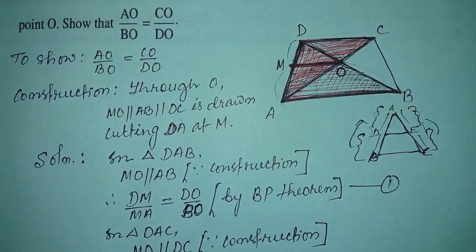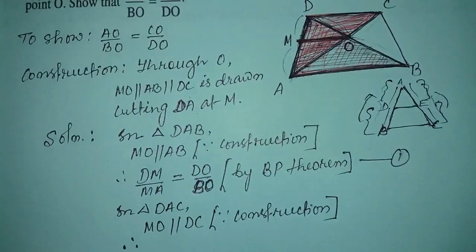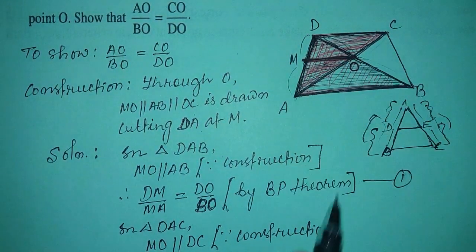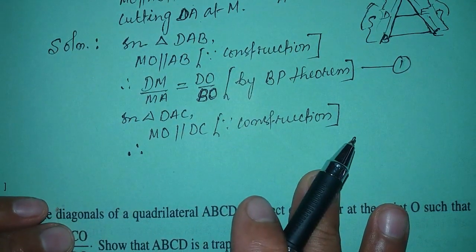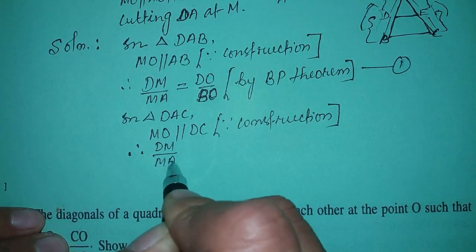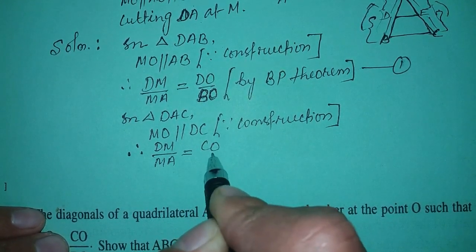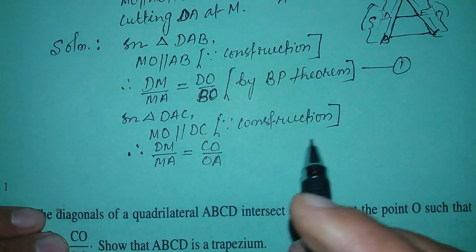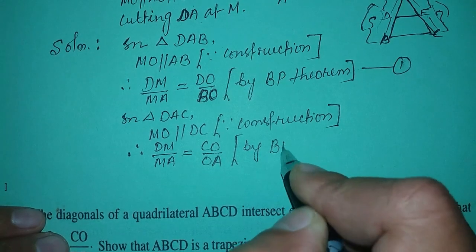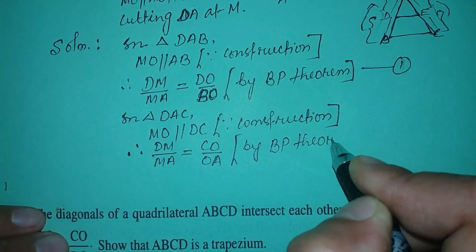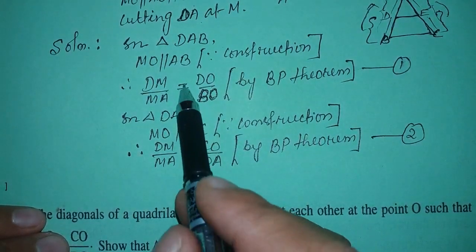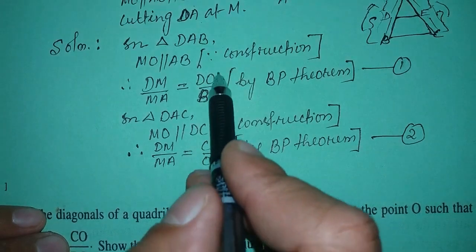So here therefore DM by MA is equal to CO by OA. This is by the basic proportionality theorem. Let's call this 2.